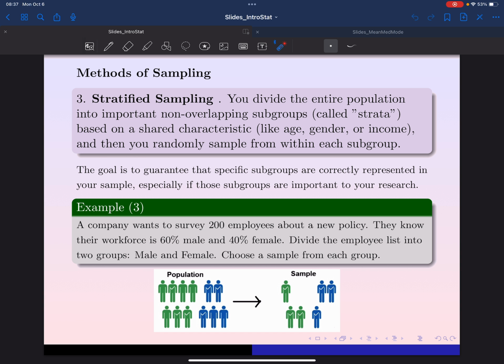For example, a company wants to survey 200 employees about a new policy. They know that their workforce is 60% male, 40% female. Then they divide the employee list into groups, male and female, and choose accordingly. So they can choose 60% from the male and 40% from the female, or they can choose equally, even if the workforce is more male than female. It depends on what is needed for the study.